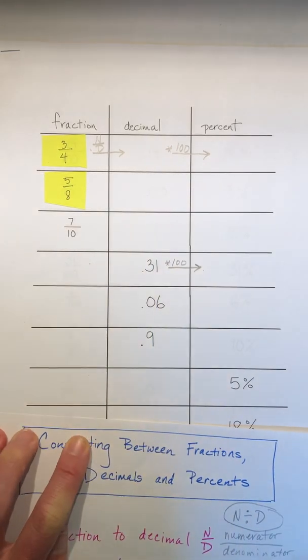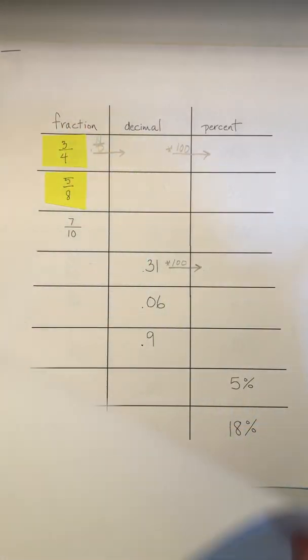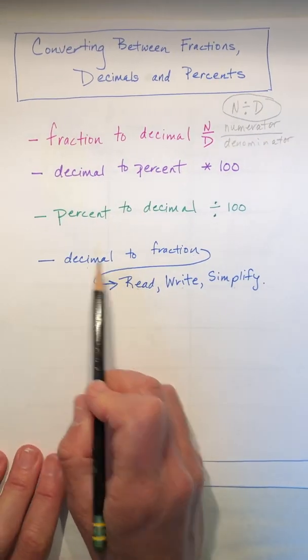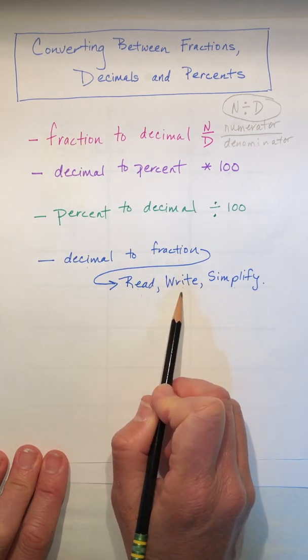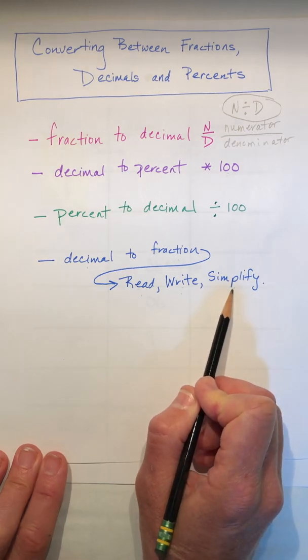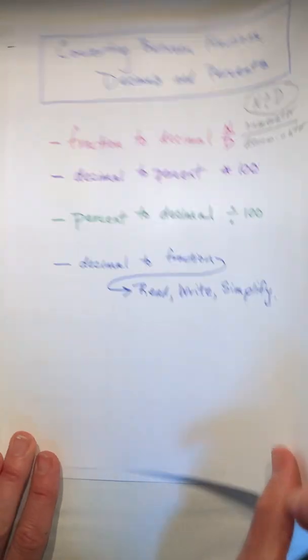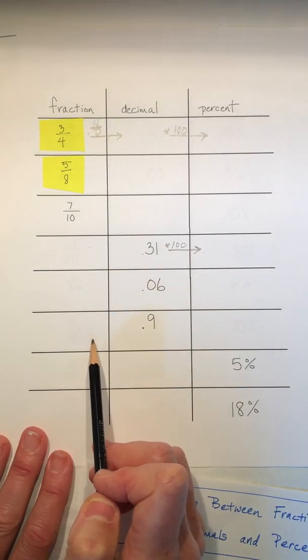So you can go back to your notes and say, how do I change a decimal to a fraction? I change a decimal to a fraction by reading it aloud. I write what I hear myself say, but as a fraction, and then I'm ready to simplify to lowest terms. So for each of these, that's what I'll be doing.